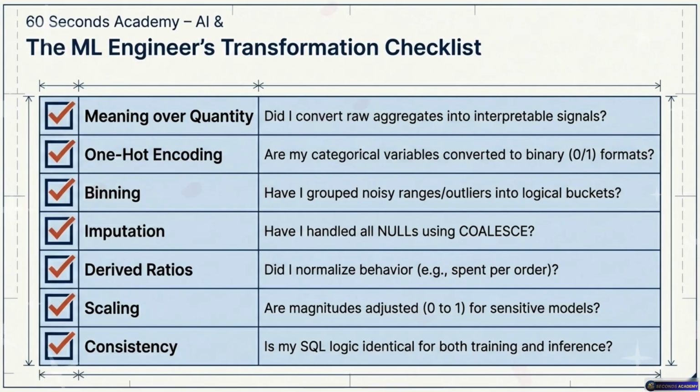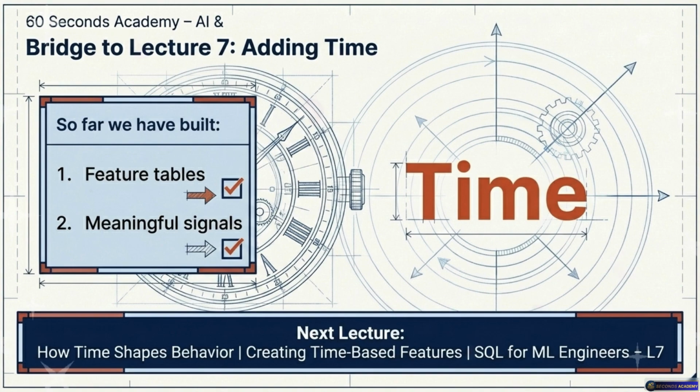It is. But looking ahead, we have a really critical bridge to cross. So far in this series, we've built robust feature tables out of static snapshots of data. True. We've assumed time is just standing still. Now we have to add the most complex and arguably the most important dimension of all, time. Introducing the temporal dimension shifts everything. Behaviors aren't static, they sequence and they evolve. Get ready, because the exact title of our next lecture is How Time Shapes Behavior: Creating Time-Based Features, SQL for ML Engineers L7. Make sure you have your mental models from today totally locked in for that one.